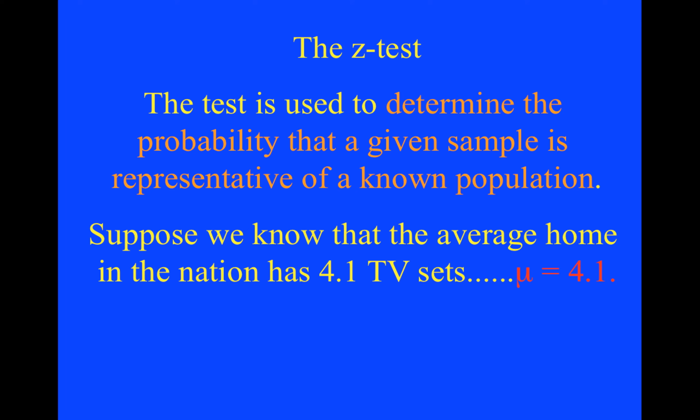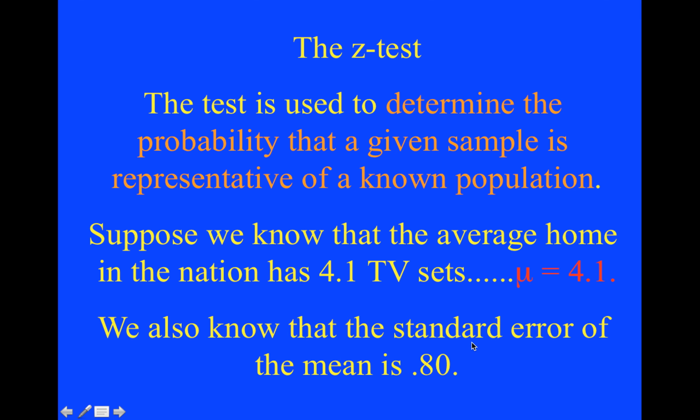Let's suppose that we know that the average home in the nation has 4.1 TV sets. That is a parameter, the true mean in the population, 4.1. Typically, again, we don't know that information, but for the sake of the z-test, we're going to say we know it in this case. And we know the standard error of the mean, again a population parameter. The standard error of the mean, the standard deviation of the sampling distribution of means, is 0.80. Again, we typically don't know that. We're supposing for this example in the z-test that we do know it.